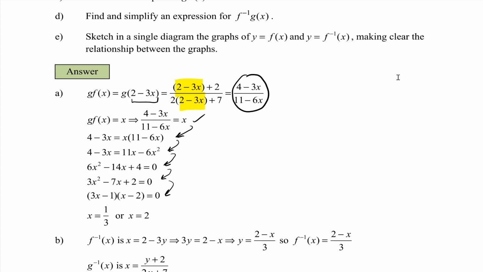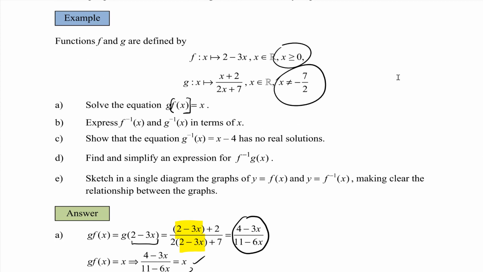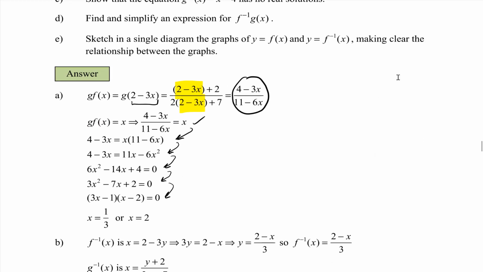Just make sure, if you go back to the original functions, that there's no problems with the x values here. So remember, this f function here was only defined for x values greater than or equal to 0. So both of these seem to be okay.